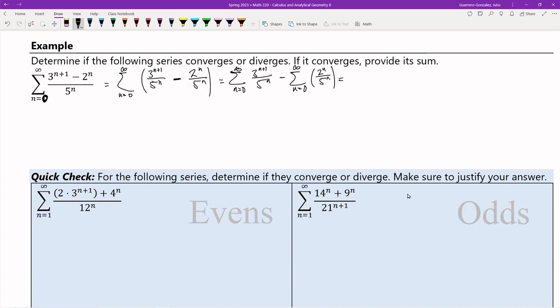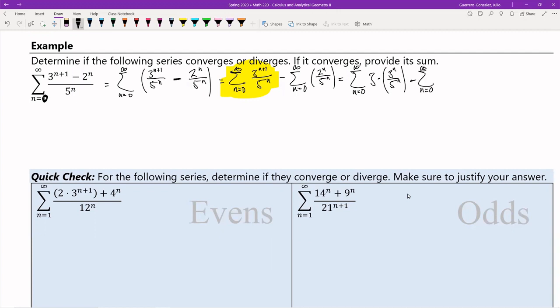On the first summation, there's a means to an end for this, and it's going to be the step that follows. I'm going to separate out a 3 from the top. So I'm going to get the sum n equals 0 to infinity of 3 times 3 to the n over 5 to the n, minus, whoa, the sum n equals 0 to infinity. Let me draw that right.